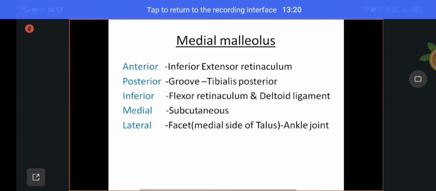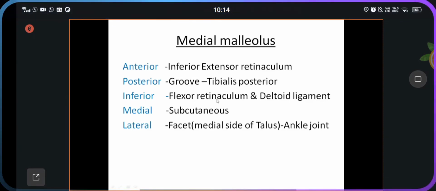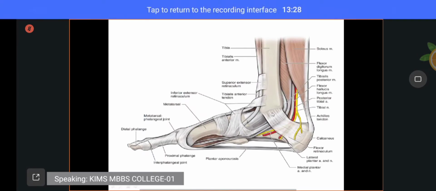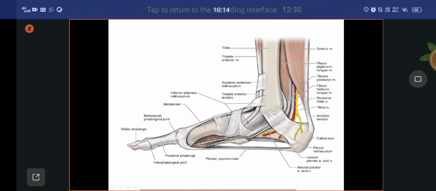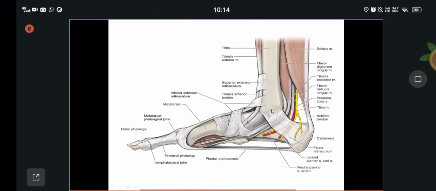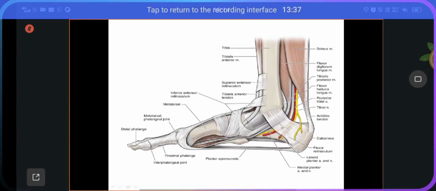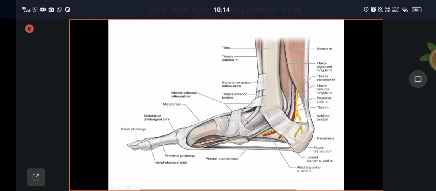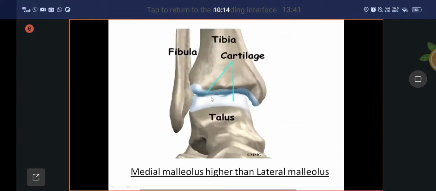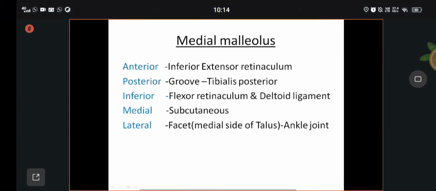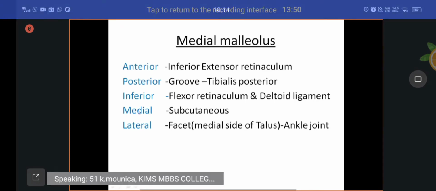And posteriorly, the medial malleolus is grooved by the tibialis posterior tendon. And inferiorly, there is attachment of the flexor retinaculum. Here you can see the flexor retinaculum attached to the inferior aspect of the medial malleolus. And deep to the flexor retinaculum, there is a ligament called the medial ligament of the ankle joint, also called the deltoid ligament.